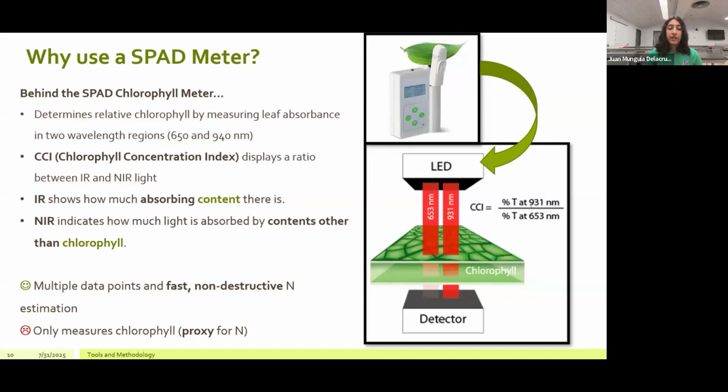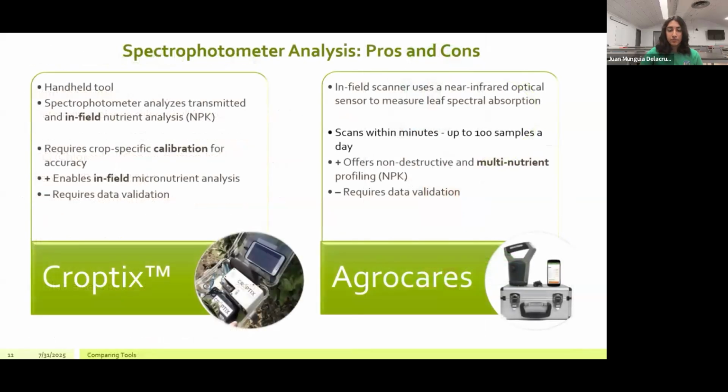The good thing is that chlorophyll can actually be modeled to give us nitrogen. So this device gives you two values, not a full range of nutrients, which can be seen as a disadvantage. You're only getting nitrogen, and nitrogen is actually just received as a proxy by chlorophyll. Well, that's for the SPAD, which is pretty interesting.